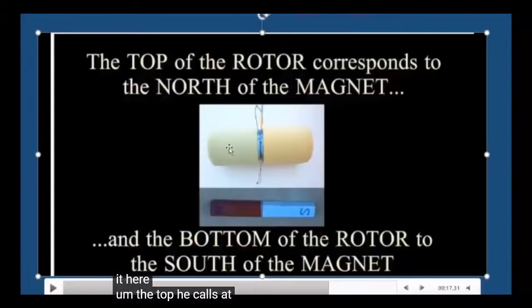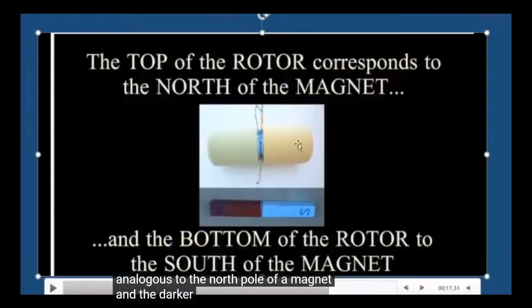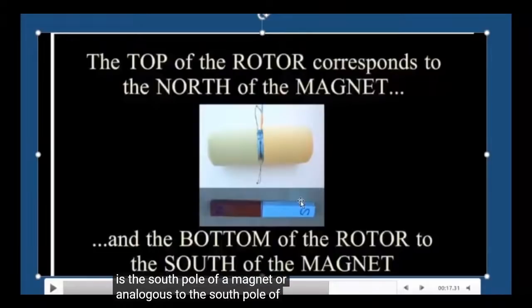The top, he calls it the top, but the left of the rotor is analogous to the North Pole of a magnet, and the darker yellow here is analogous to the South Pole of a magnet. So I'm going to show you a couple of experiments where he uses this setup.